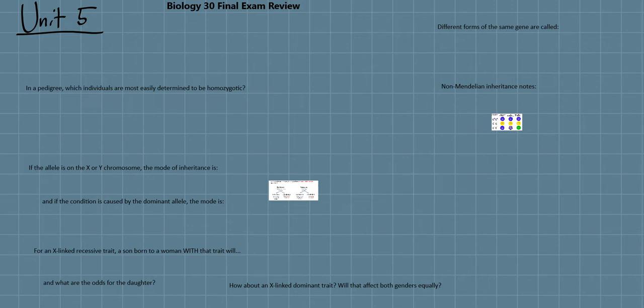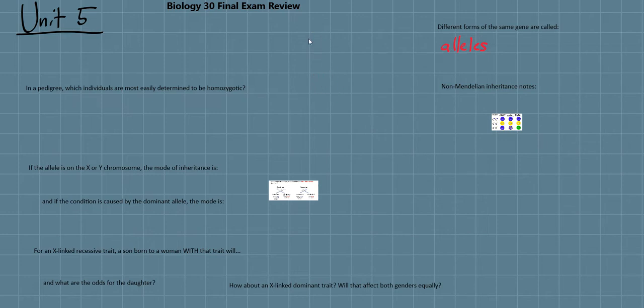So one question I have up at the top: different forms of the same gene. This should be a really quick and easy one for you to answer. Different forms of the same gene are called alleles. When we're talking about alleles, usually there's a dominant and a recessive, and for the dominant, we write a capital letter, and for the recessive, a lowercase letter. If we have two dominant ones, we could call that homozygous dominant. Two recessive alleles, we would call that homozygous recessive. And if there was a mix, we would call that heterozygous.